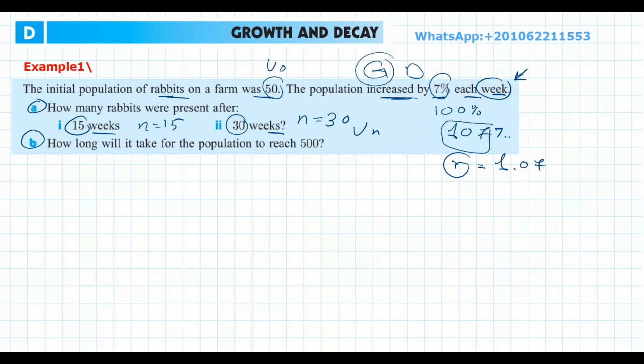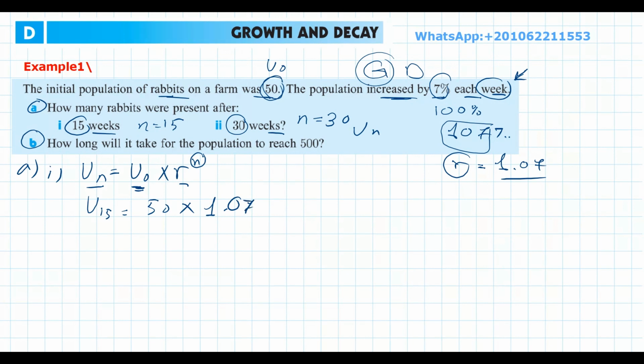Okay, the first question, question A, the first part. Here you're going to write the equation un equals u0, which is the initial value, times r to the power n. Here we understand that n stands for time, r is the multiplier, growth or decay, u0 is the initial value, and un is what is required in this scenario, which is the number of rabbits. Then, while n equals 15, u15 equals u0, the initial value, which is 50, times r, which is 1.07, to the power n, where n equals 15.